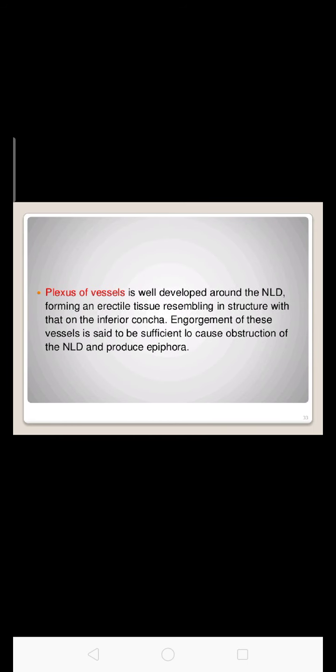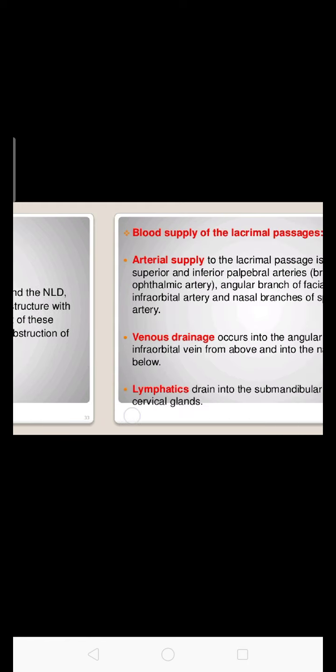Plexus of vessels is well developed around the nasolacrimal duct, forming an erectile tissue resembling in structure that of the inferior concha. Engorgement of these vessels is said to be sufficient to cause obstruction of the nasolacrimal duct and produce epiphora.